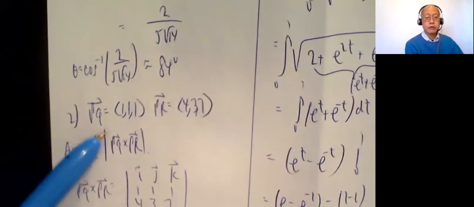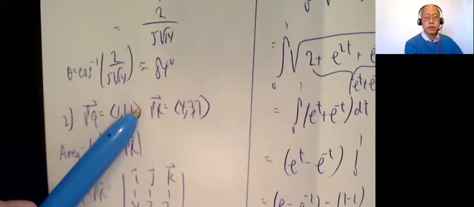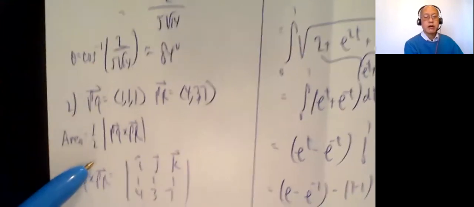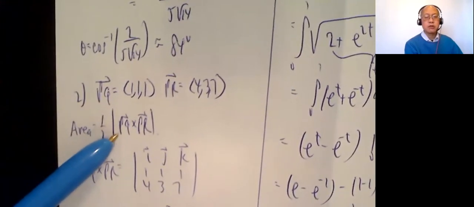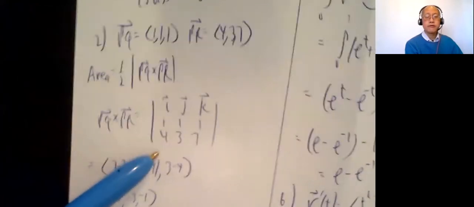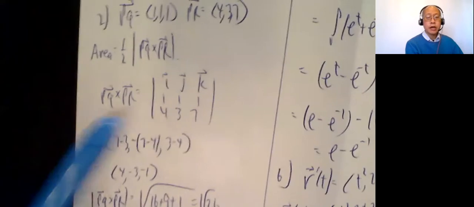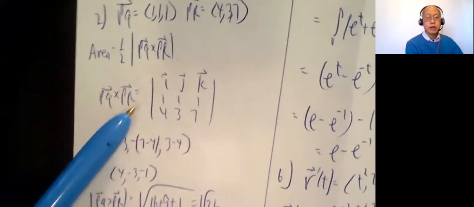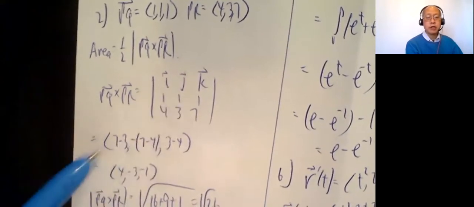Number 2, form the vectors PQ, 1, 1, 1, PR is 4, 3, 7. Area is 1/2 the magnitude of PQ cross PR. PQ cross PR, i, j, k, 1, 1, 1, 4, 3, 7. So the i component is 7 minus 3. j component is the opposite of 7 minus 4.